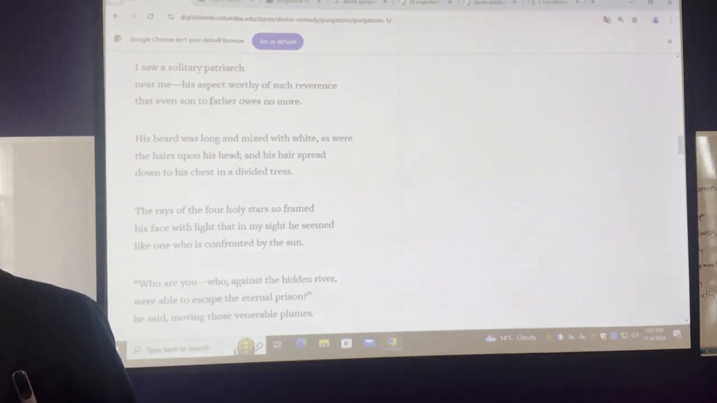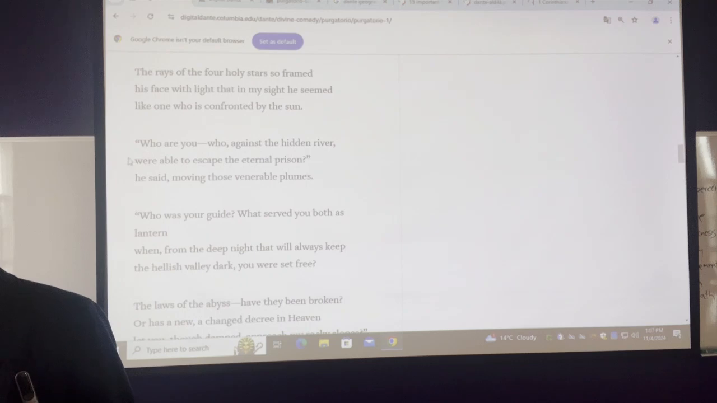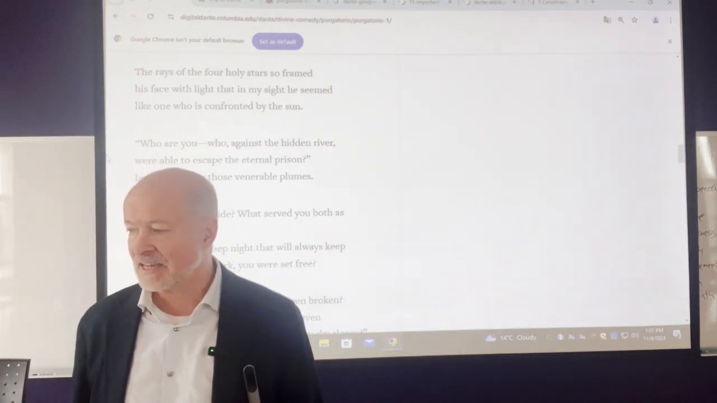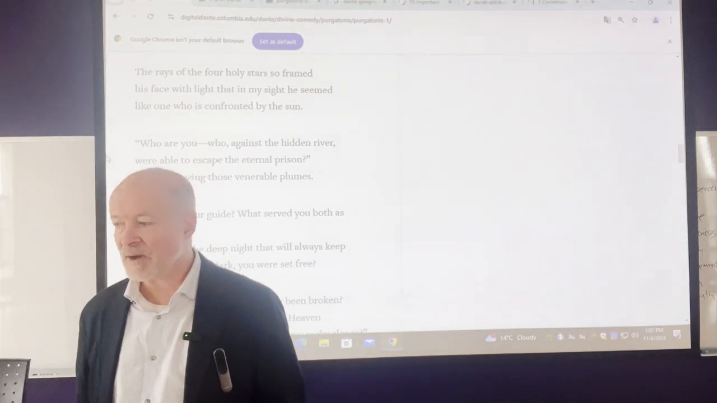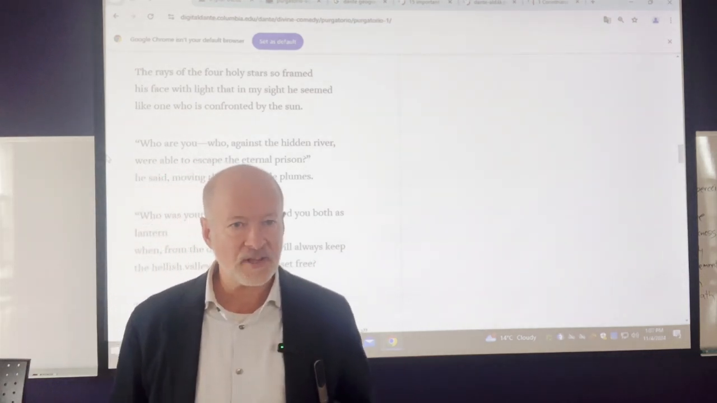He saw him near me, his aspect worthy of such reverence that even son to father owes no more. His beard was long and mixed with white, as were the hairs upon his head, and his hair spread down to his chest in a divided tress. The rays of the holy 4 stars so framed his face with light that in my sight he seemed like one who is confronted by the sun.